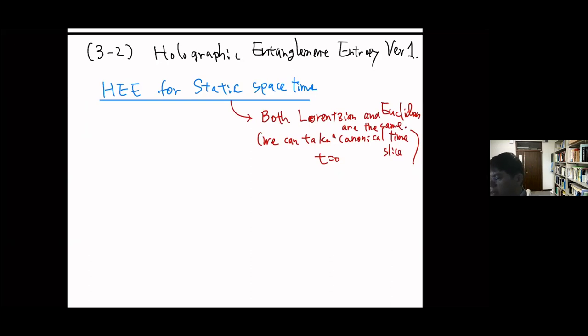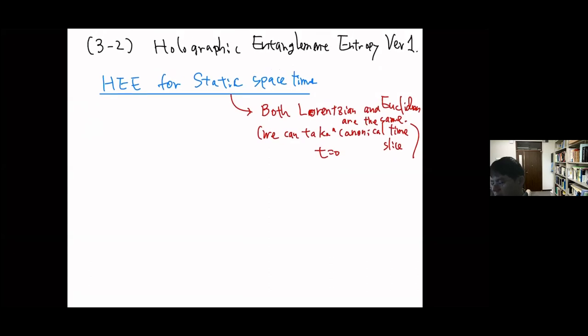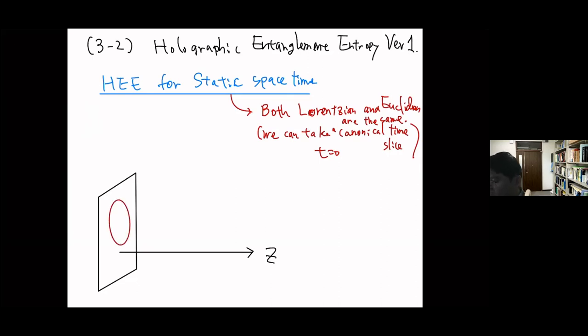And here is some picture. We have a boundary and the Z direction, and we have some system A, which we need to define entanglement entropy. We think the CFT lives on the boundary, in just standard AdS/CFT. This is the bulk, AdS D plus one, and this is the boundary. The boundary is a CFT.